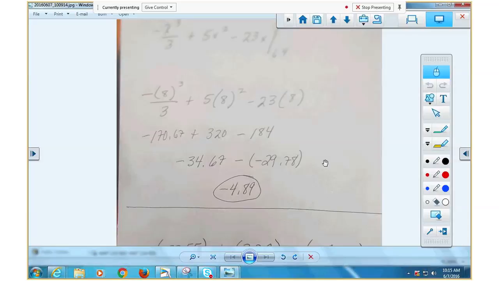So take your handy dandy calculator. Negative 3.55 plus 3.77 plus or minus 4.89. A negative 34 point, didn't y'all get negative 33 something yesterday? Or something like that. Negative 34.67.